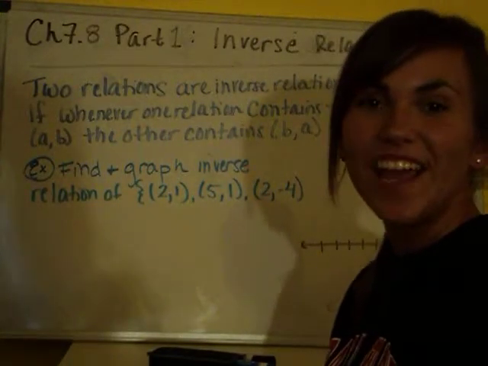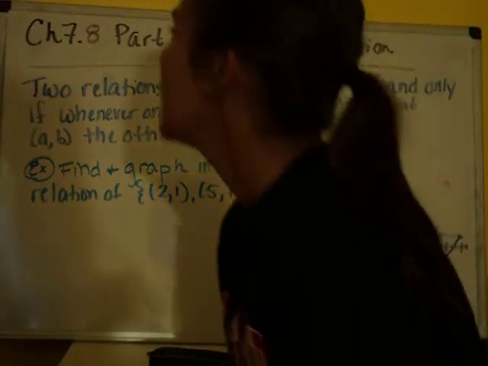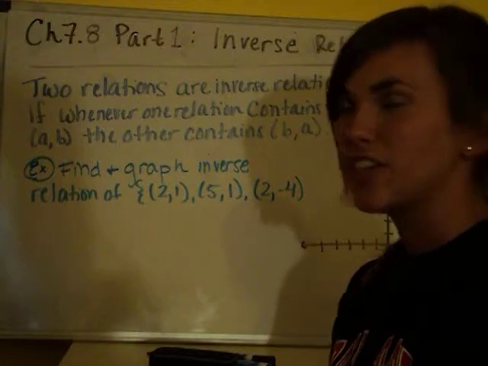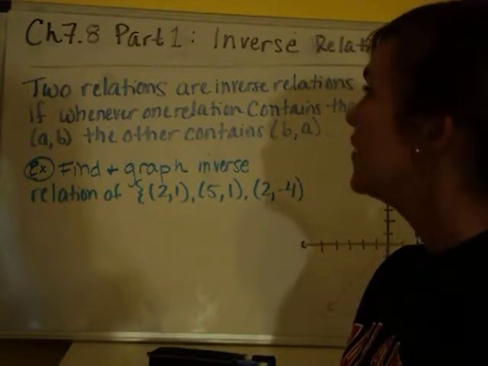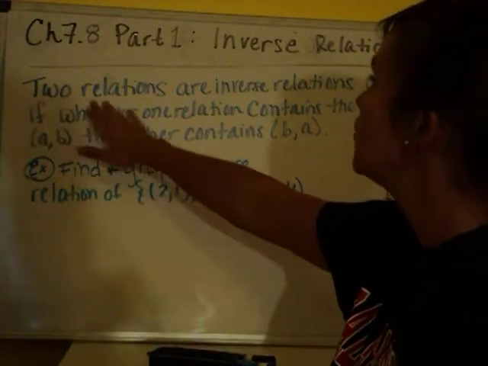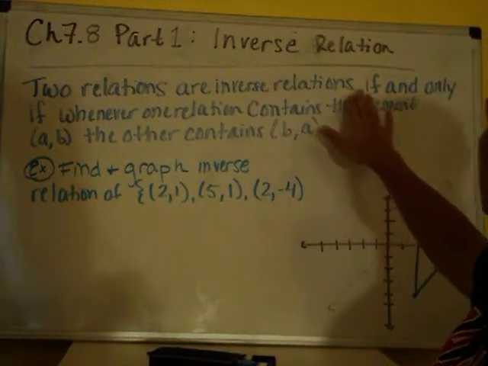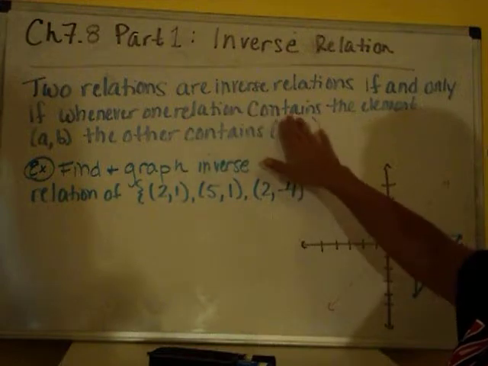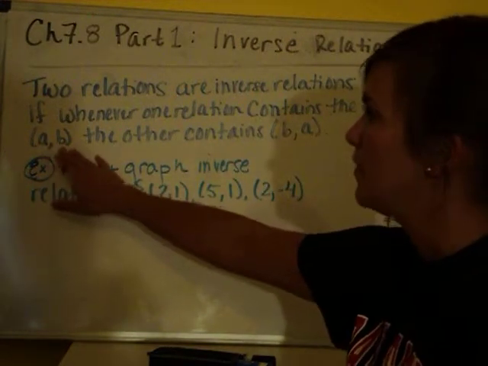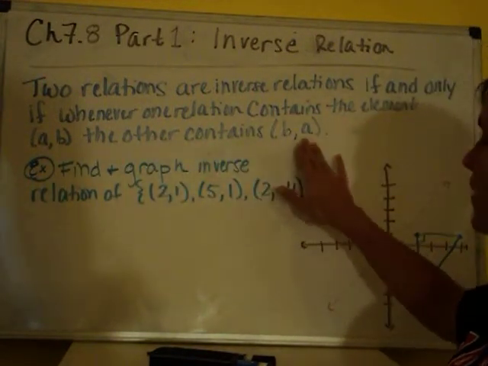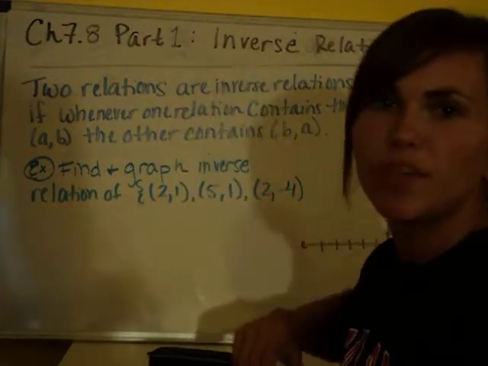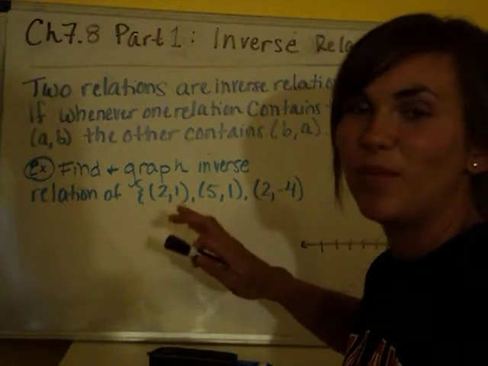Today is Section 8, Part 1, and we're going to be talking about inverse relations today that will lead up to us talking about inverse functions. Okay? The definition of an inverse relation: two relations are inverse relations if and only if whenever one relation contains the element AB, the other contains BA. Okay? So we're just going to jump right into an example because I think this example will explain it.